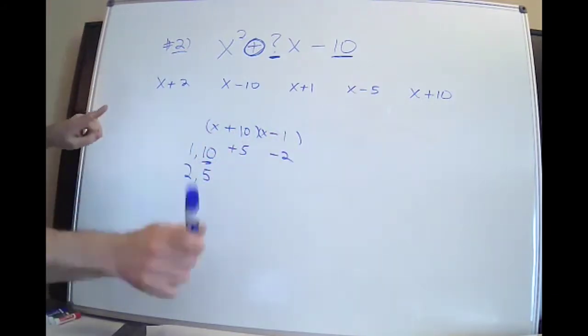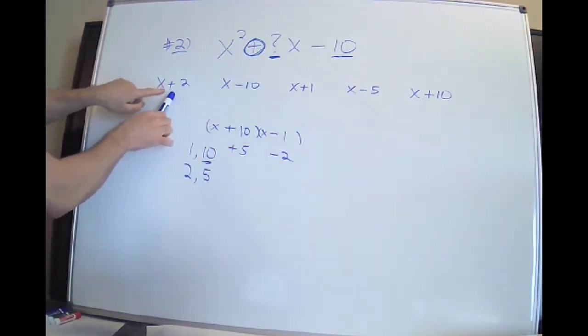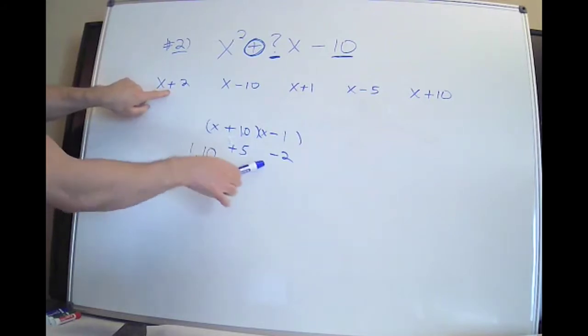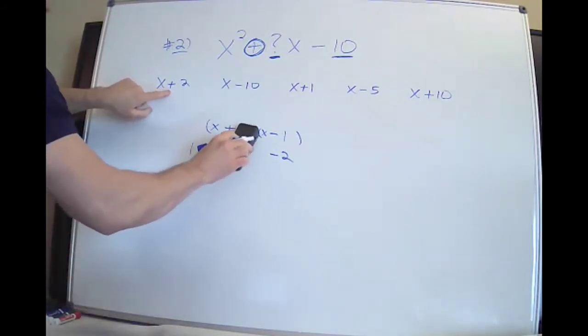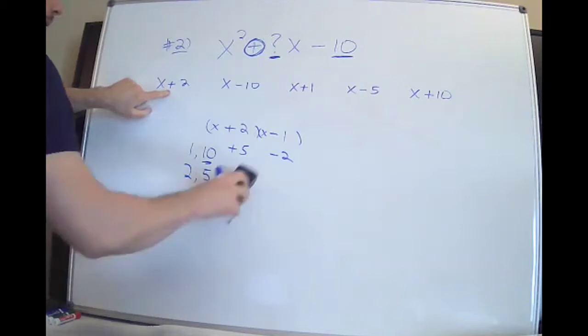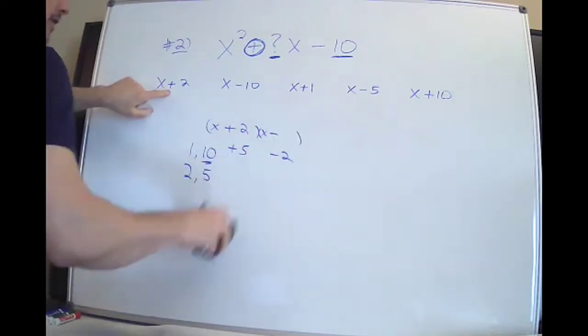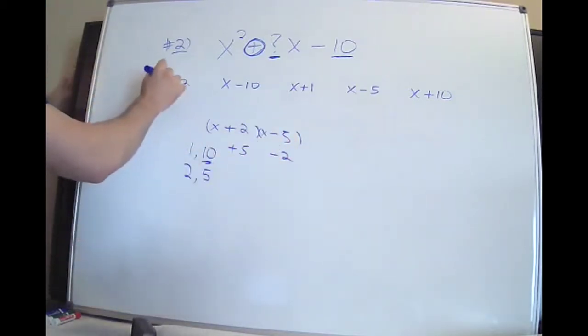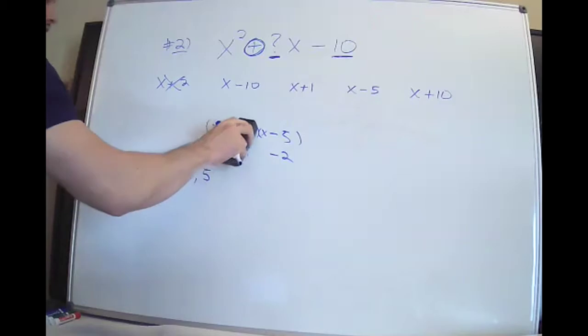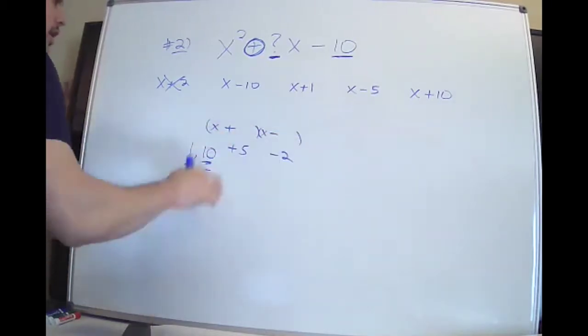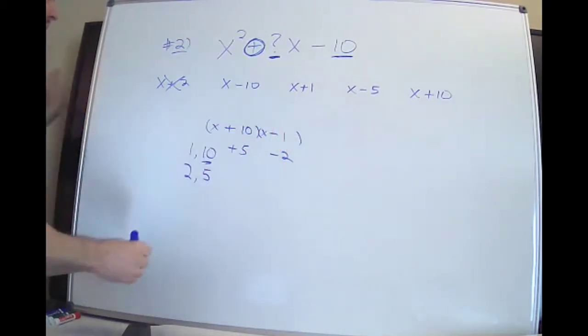So now let me look at the choices. I have a positive 2. No, that would mean that I have positive 2 and negative 5. That messes up the whole thing. So this choice is out, right? So that doesn't work. You can either have positive 10 and negative 1.